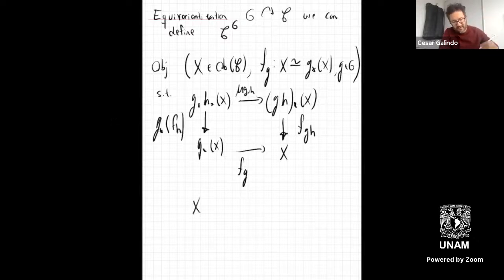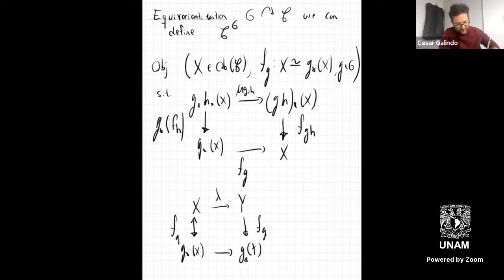So for example, if you have X and Y, two equivariant objects, and you have a morphism, I don't know, lambda, it should be the obvious thing, and it's that this diagram should commute for every G. So it's just a morphism that commutes with all the possible actions. So that defines a new category.